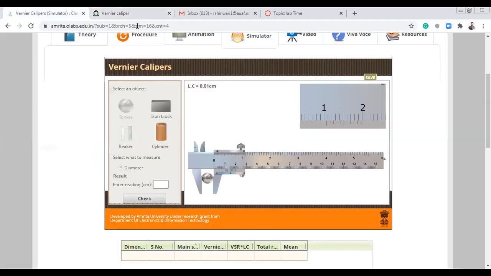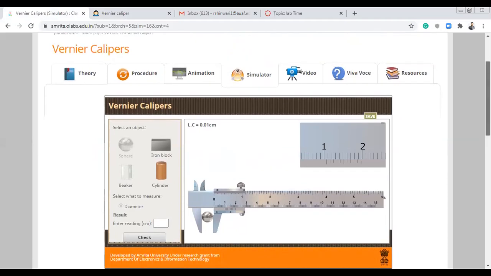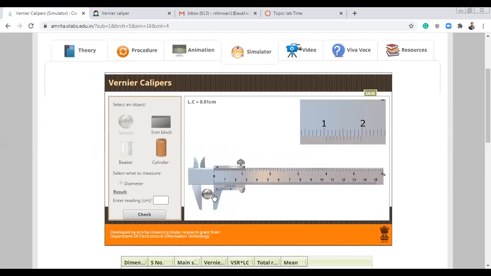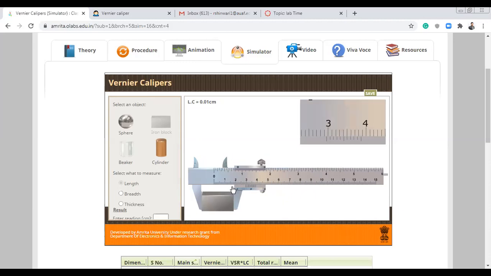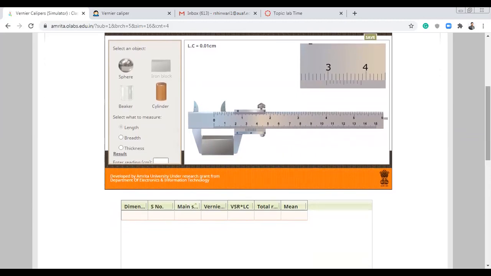Okay, you can see here next, how you can use the vernier scale. For example, if you remove this one, least count is also given, least count is equal to 0.01 centimeter. If you want to find the diameter of a sphere, you put this sphere here, correct? If you want to find the length of a block, you can see this is the length of the block.